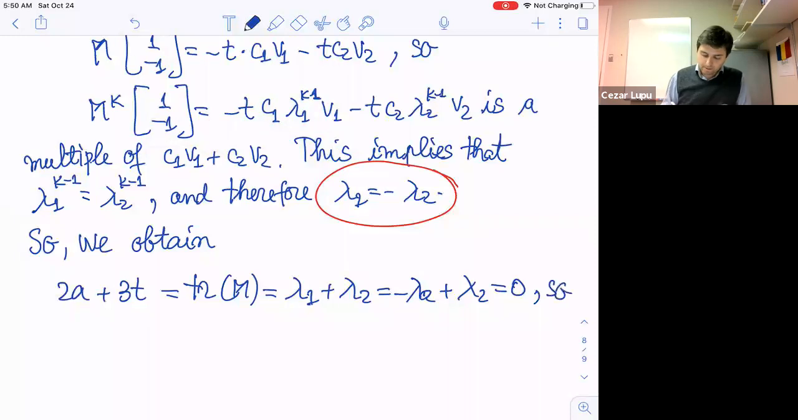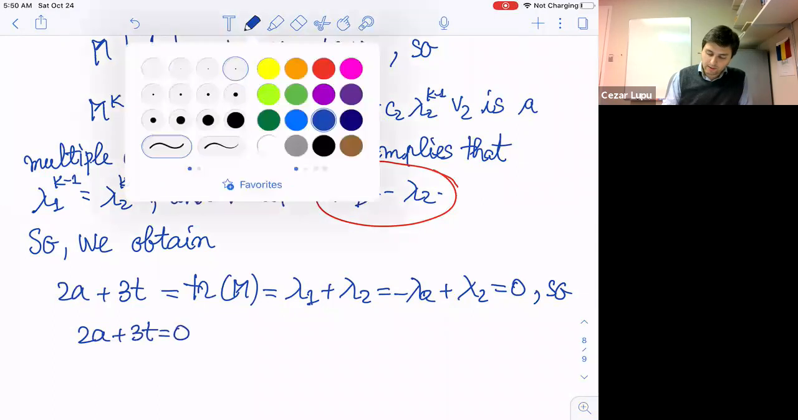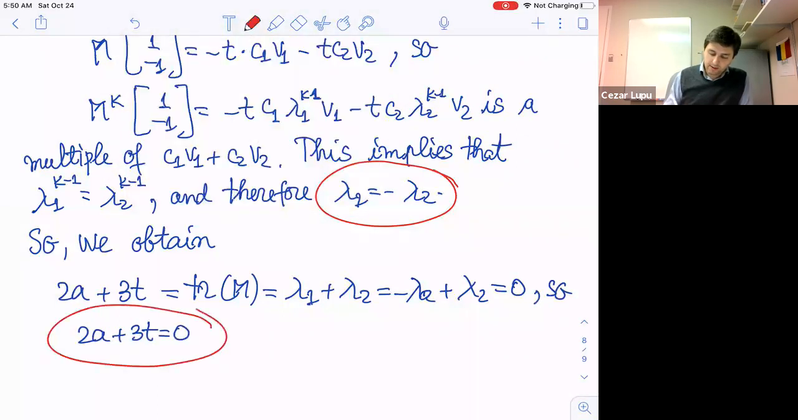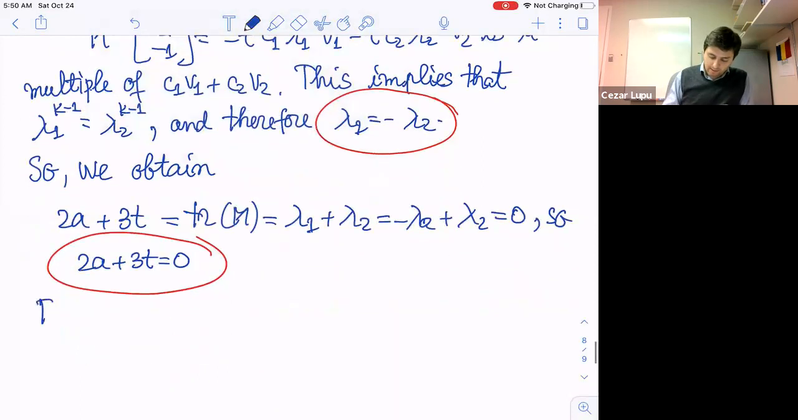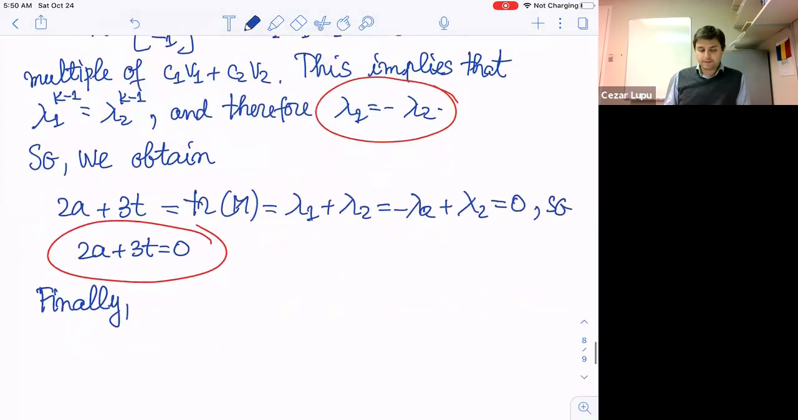So at this point, this implies that 2a plus 3t is 0. So we have this equality, and we can actually write the matrix. So finally, we have that our matrix M, which at first looked like, how did it look like? Like a plus t, a plus 2t, and a plus 3t.